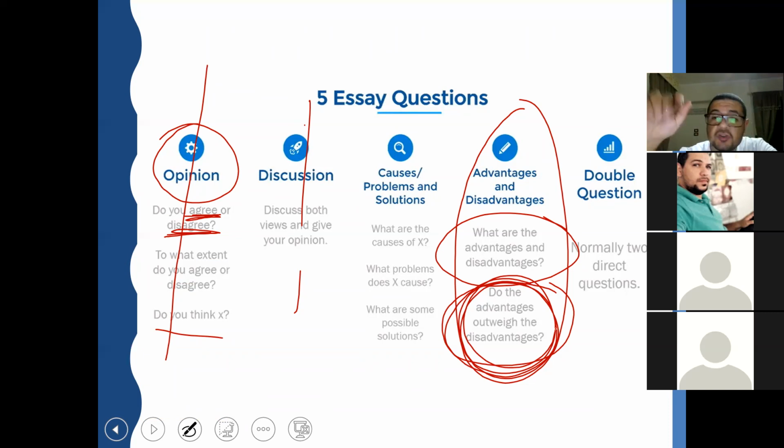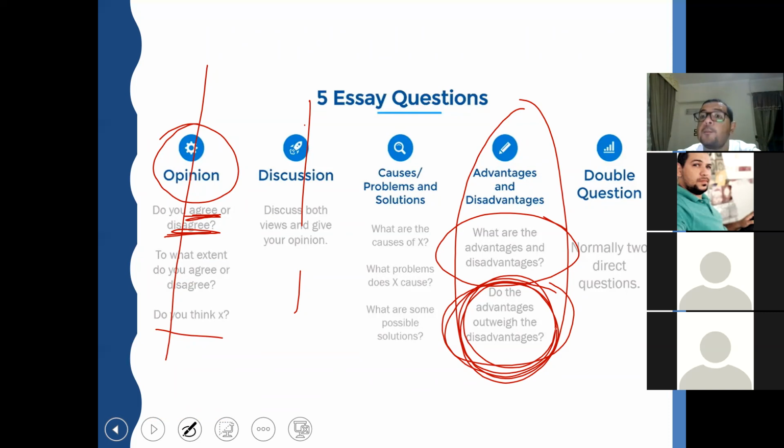But if the question is, do the advantages outweigh the disadvantages, then in this case, you have to mention your own opinion. You will mention, yes. Isn't it close to a discussion essay? Exactly. It is very close to that. Especially in the second part, I mention my opinion. So I am supposed to add my opinion in the introduction as well. Yes.